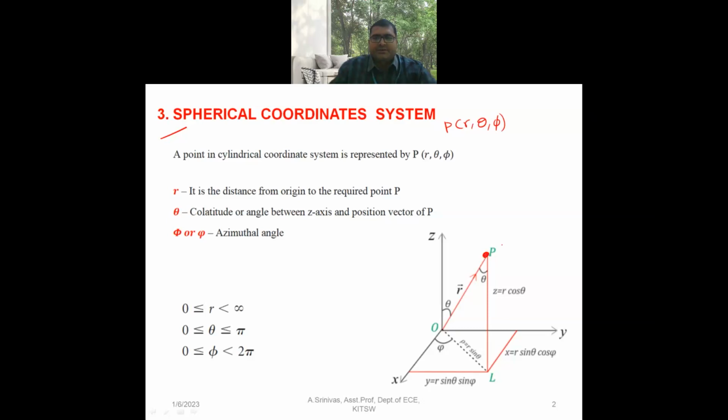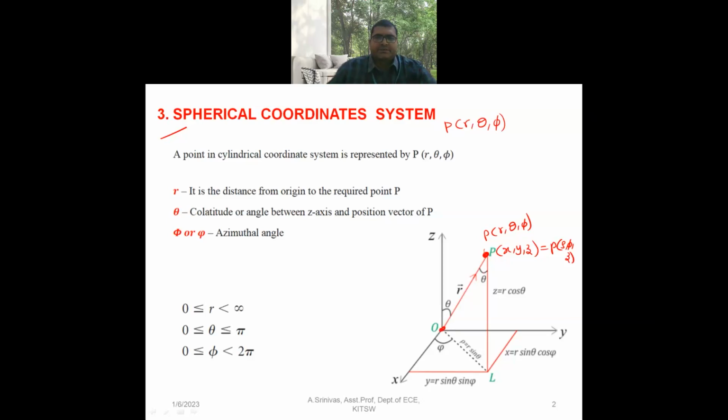In the previous lecture, we discussed the representation of a point in Cartesian coordinate system. Whatever point we represented in Cartesian coordinate system, we represent the same point in cylindrical coordinate system, by the coordinates rho, phi, z. In this lecture, we are going to represent the same point in spherical coordinate system. The spherical coordinates are r, theta, and phi.